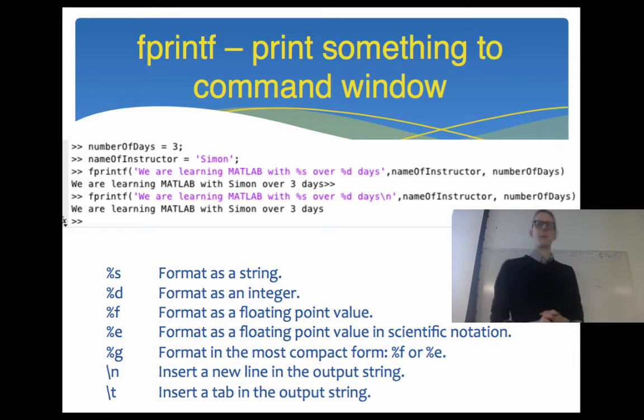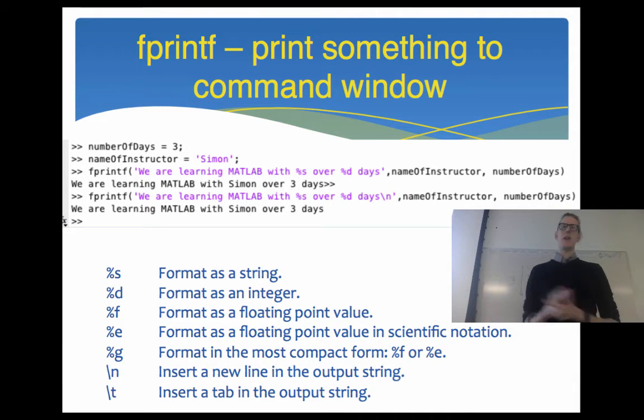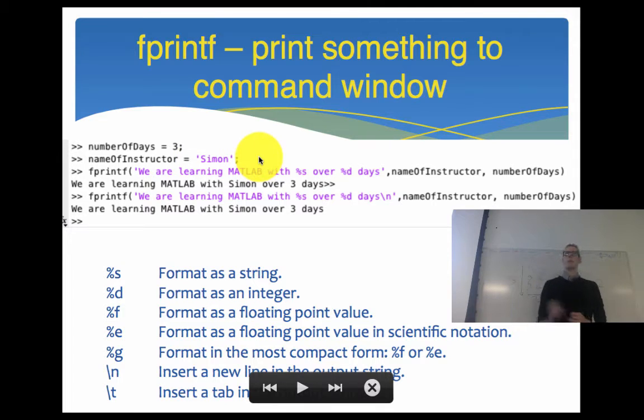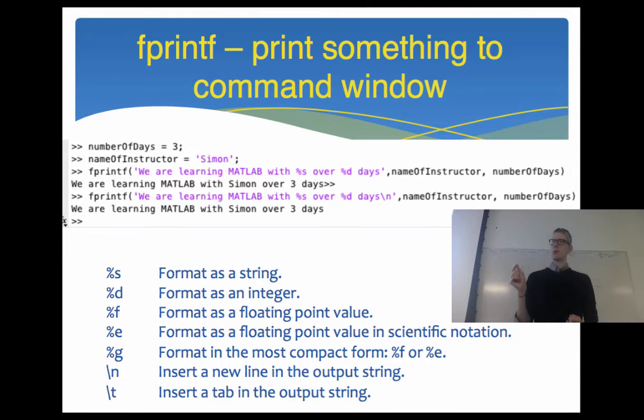String is computer science language for words. So if I'm defining a string called name of instructor and setting its variable equal to Simon, I do it like this. You know this is a string because it's in single quotes. Be aware of the single quote we used at the end to take the transpose, and the single quote is the same single quote we're using here. The only difference is there's one at the start and one at the end, and there's some text in between, so MATLAB knows we're talking about creating a string.